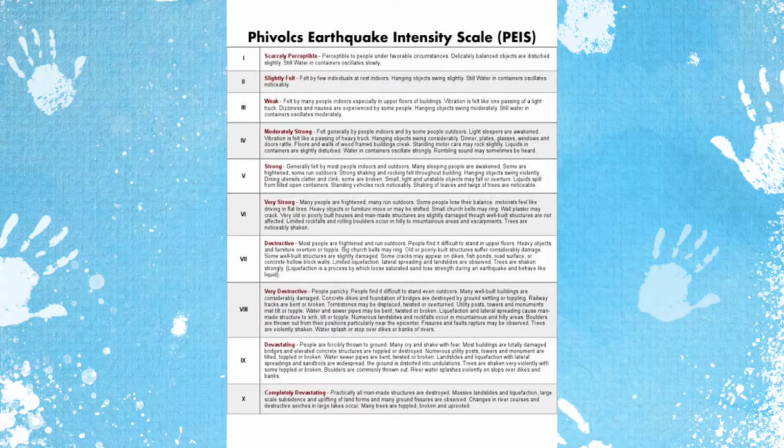PEIS, or the PHIVOLCS Earthquake Intensity Scale, is a seismic scale used and developed by the Philippine Institute of Volcanology and Seismology to measure the intensity of an earthquake. Intensity uses Roman numerals like V, VI, VII. The higher the intensity, the stronger the earthquake.